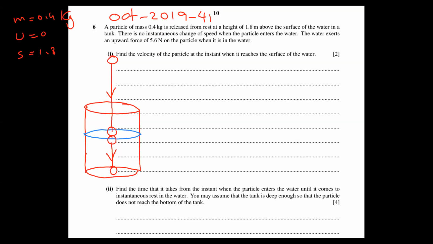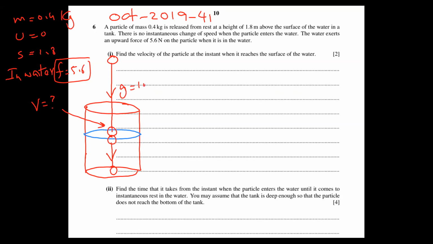So the friction in water is 5.6. Find the velocity of the particle at the instant when it reaches the surface of water. So we need to find this velocity; this velocity is my first concern. You know it is falling under gravity, so g is 10.